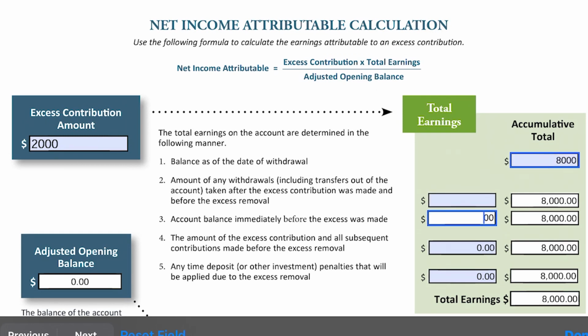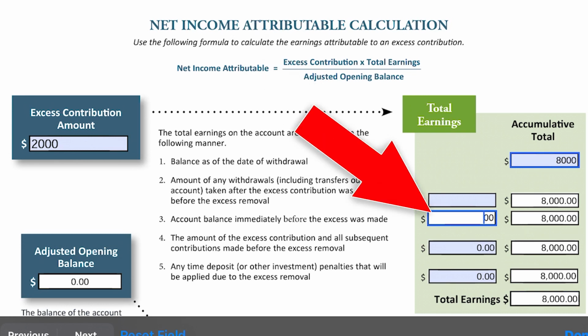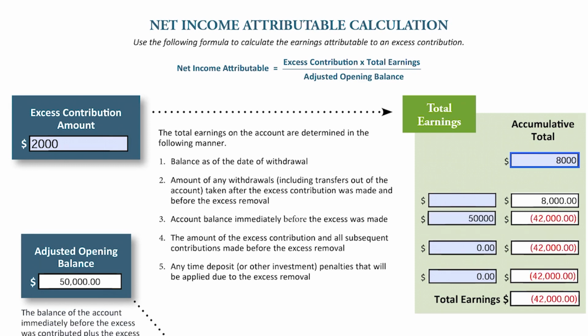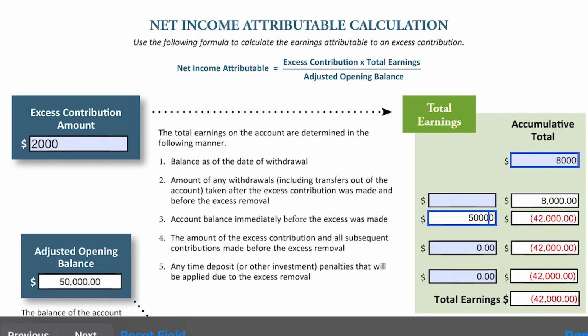And the next one that you want to take a look at is line 3. We're going to skip over line 2 because I'm going to assume that you didn't make any withdrawals. If you did, go ahead and put a number in there, but it's highly unlikely that you made withdrawals in the same year that you contributed. So then we jump down to line 3 with the account balance immediately before the excess contribution was made. So you want to look to the date right before you made that contribution that pushed you over the limit. So let's say for our example that it was $5,000.